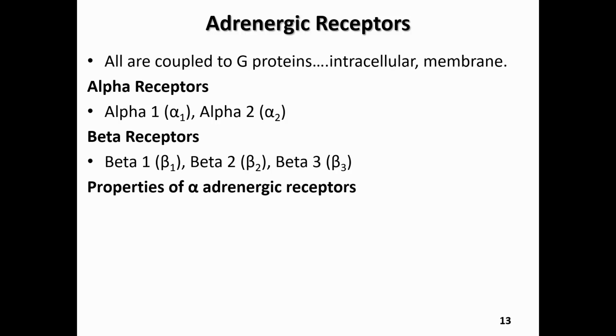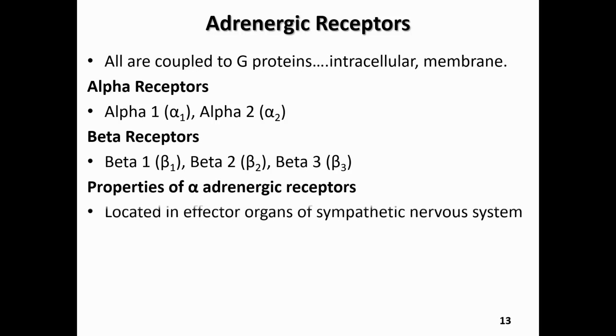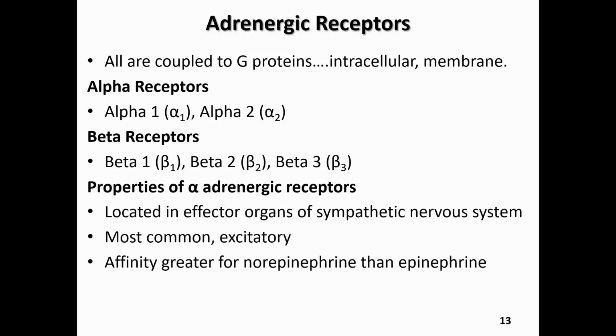The properties of the alpha adrenergic receptors are such that they are located in the effector organs that are controlled by the sympathetic nervous system. And so when these receptors are activated, they are typically excitatory, and that being excitatory, these receptors will tend to trigger an increase in a particular physiological or metabolic pathway in that cell. And these alpha receptors tend to have a greater affinity for norepinephrine than epinephrine.